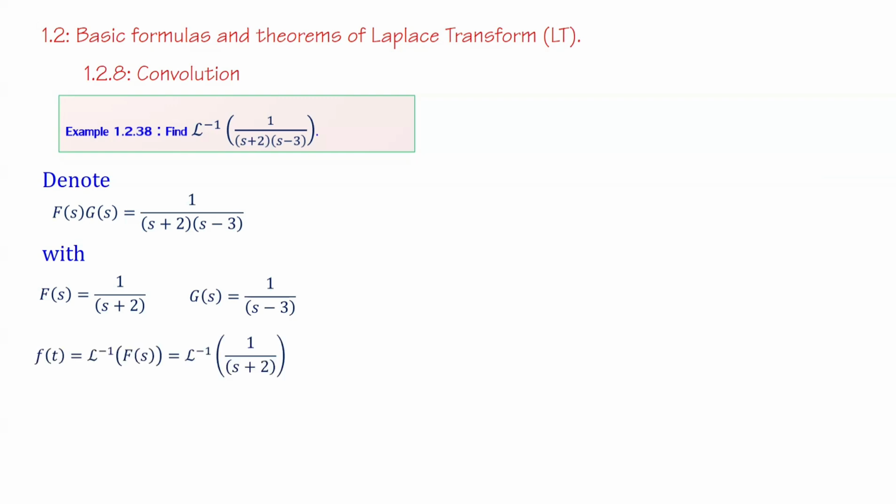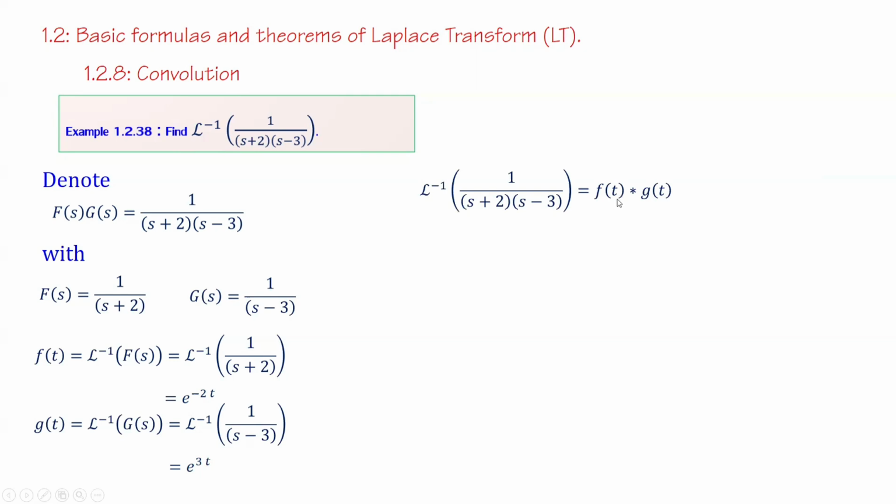So then what is f(t)? The inverse Laplace transform of F(s), which is 1 over s plus 2, is e to the power minus 2t. And in the same way, the inverse Laplace of G(s) is g(t), and this is equal to e to the power 3t. So therefore, the inverse Laplace of F(s)G(s) is the convolution of f(t) and g(t), which is e to the power minus 2t convolution e to the power 3t, and the convolution is defined as the integral from 0 to t of f(tau) g(t minus tau) d tau.